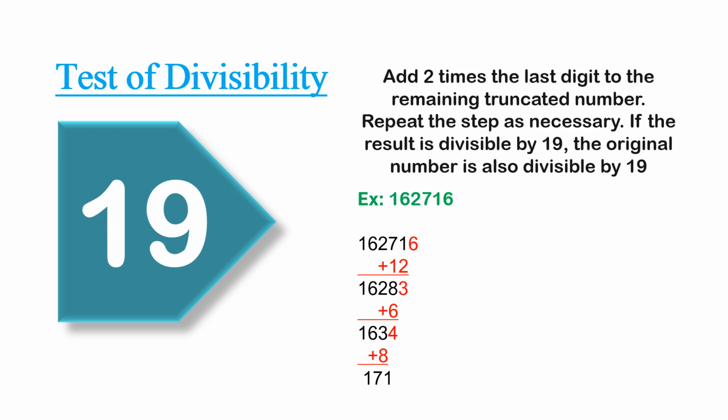Suppose we don't know the multiplication table of 19, then still we can continue the process: 1 into 2, that is 2. 2 plus 17, 19. So like this also we can do it.